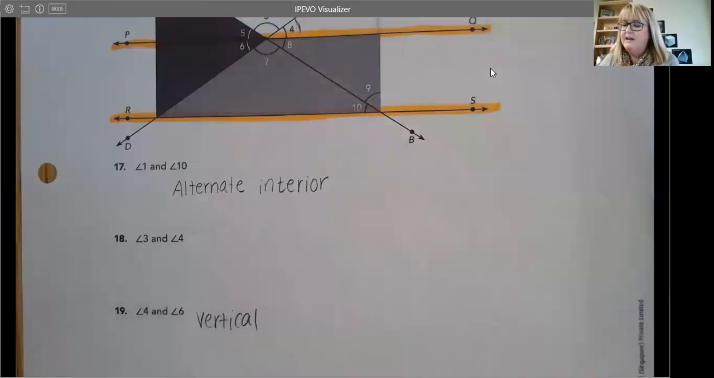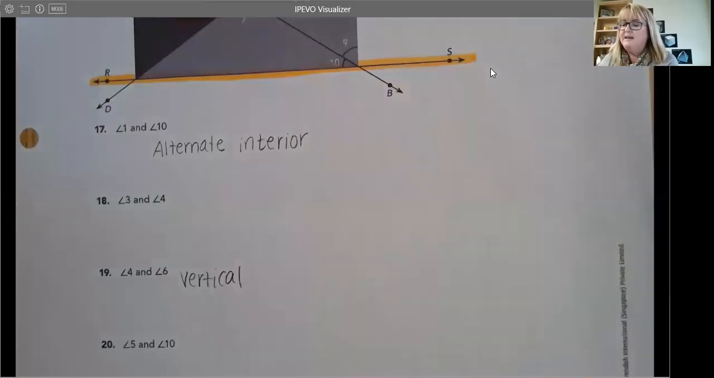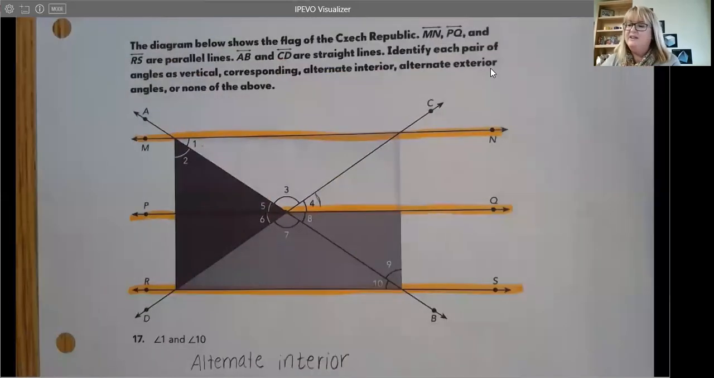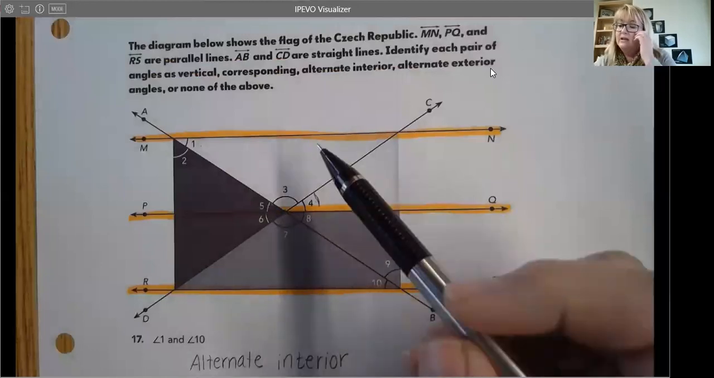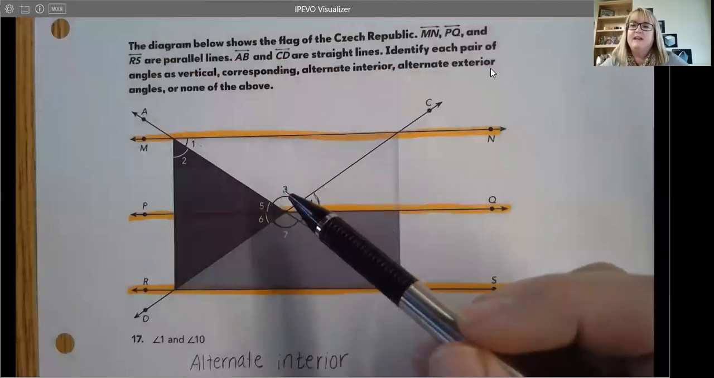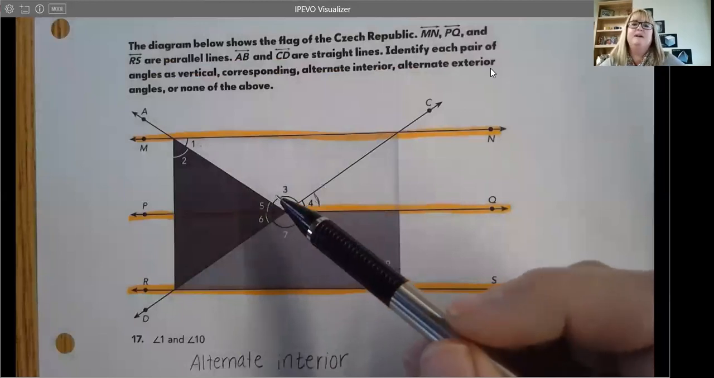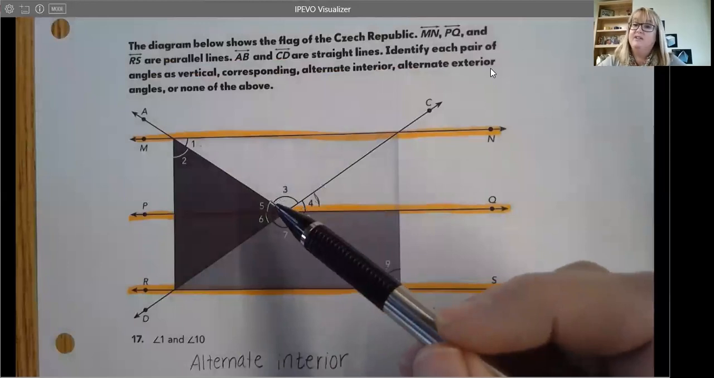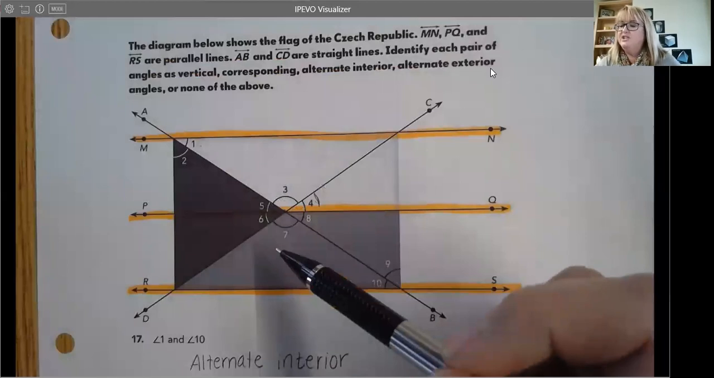All right, last one. We're going to do 21. Name 2 angles that have the same measure as angle 5. So here's angle 5. We can look at what types of angles have the same measure. Well, vertical angles have the same measure. Corresponding angles have the same measure. Alternate interior have the same measure, and alternate exterior have the same measure. So we just need to find 2 of those relationships.